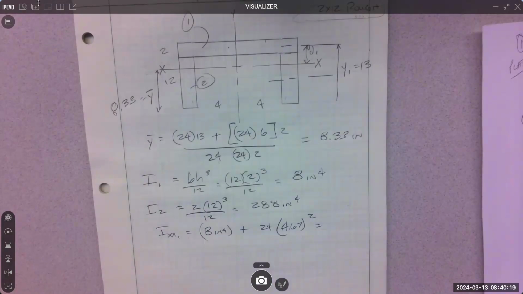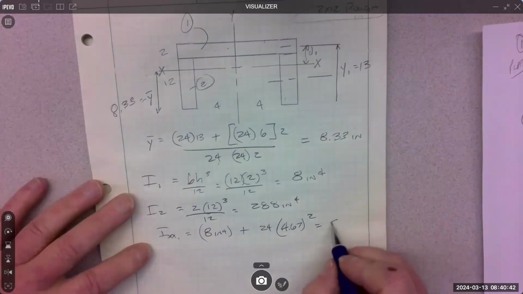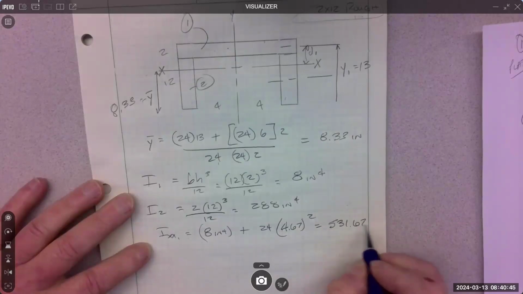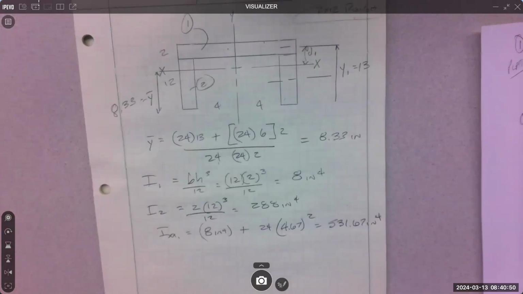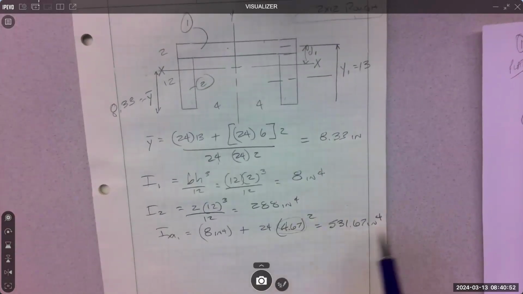All right, what do we get for this inertia? 530.67. 531.67? No, 530. Somebody else said 531.67. A lot of people are getting 531.67. Do it again. 531.67 inches to the fourth. It's because you just did 4.66, I think. Yeah, if this is rounded, then we're gonna get some variance.